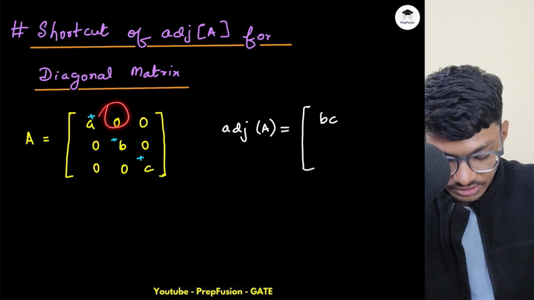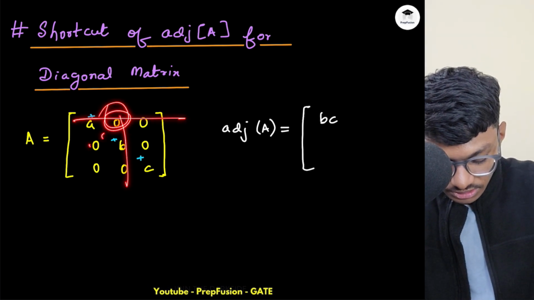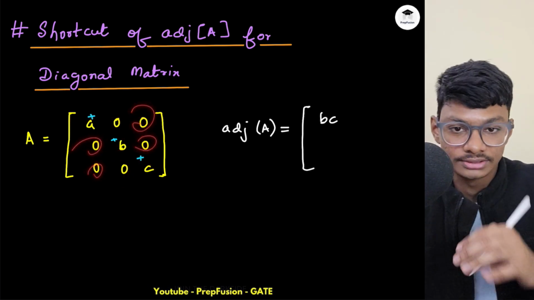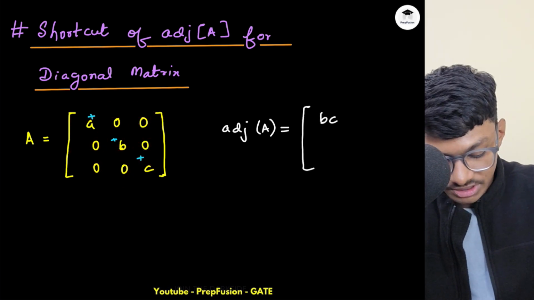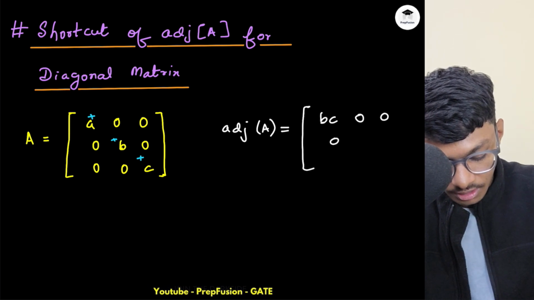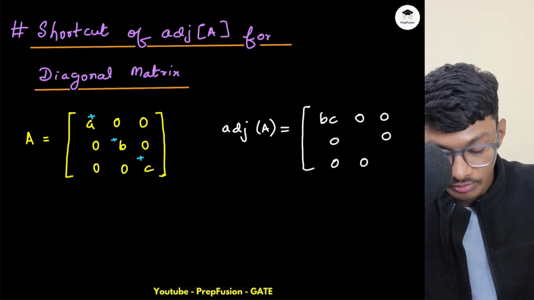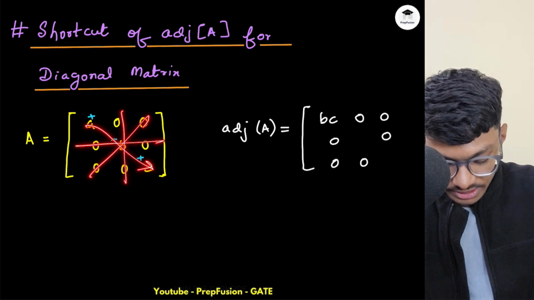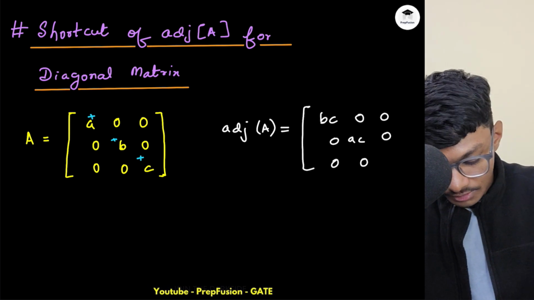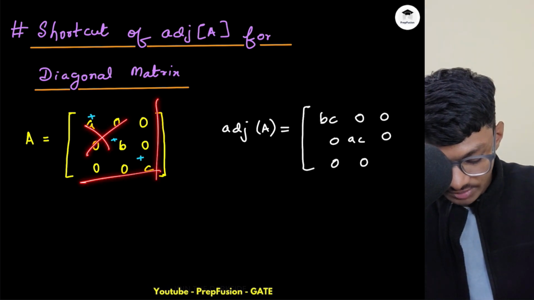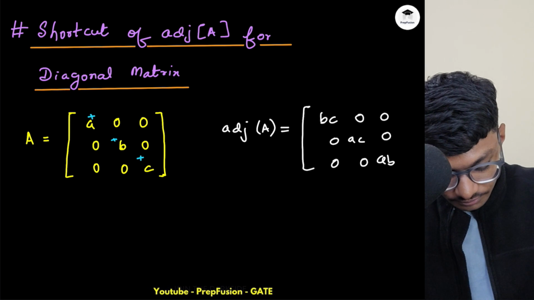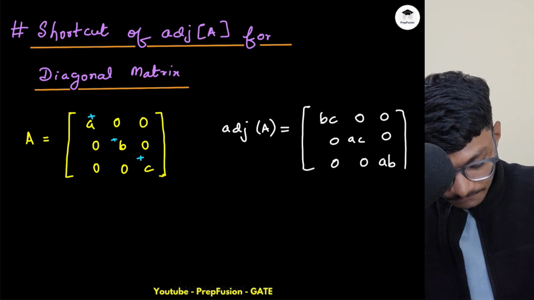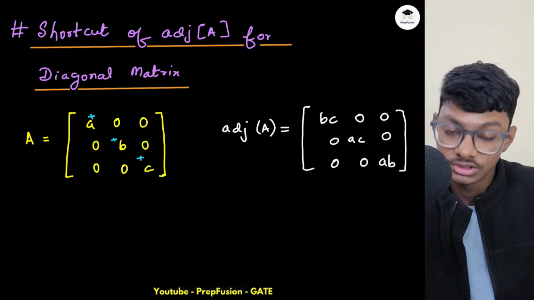Now what about the minor of this? You find the minor of this, you cancel this row and column. So this is 0 times C, 0, 0 times 0, 0. So if you find the minor of any element other than the diagonal elements, it will come out to be 0. So we don't even have to take care about the sign. Now we have to take care of the diagonal elements. What is the minor of this? Again, A times C minus 0, so this is AC. And what is the minor of this? A times B minus 0, which is AB. Okay, BC, AC, AB.